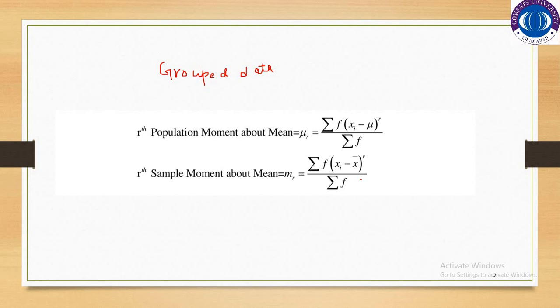By substituting r is equal to 1, you will get the first population moment about the mean and the first sample moment about the mean. Similarly, by substituting r equal to 2, 3 and 4, you will get the second, third and fourth moments about the mean, in both cases, population moment and sample moment as well.